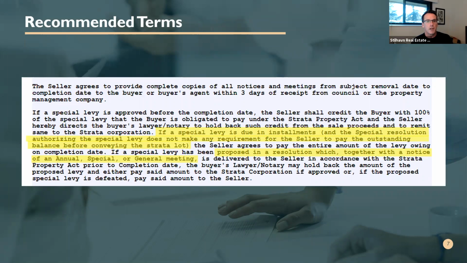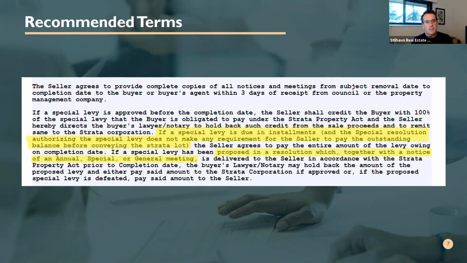The seller agrees to provide complete copies, this is straight from web forms, of all notices and meetings from subject removal date to completion date to the buyer and the buyer's agent within 3 days received from counsel or the property management company. Sorry, I actually misspoke. This is not in web forms. We just recommend that you do this so that your client's able to keep up with what's going on in the strata between subject removal and completion.